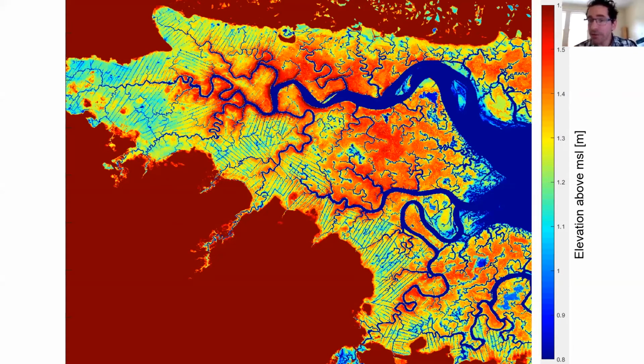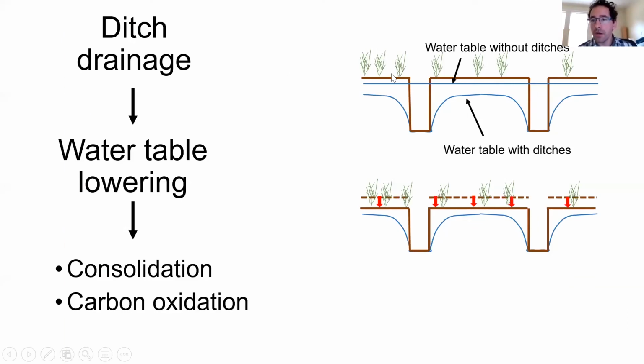But then there is this other effect of the lowering. Well, what happened? Without ditches, the water table in the marsh interior is pretty high. You only have maybe some evapotranspiration, but the channels are too far to drain the water table effectively. But if you put ditches every 10 meters, you locally lower the water table, and that's enough for the surrounding area to have a lowering of the water table.